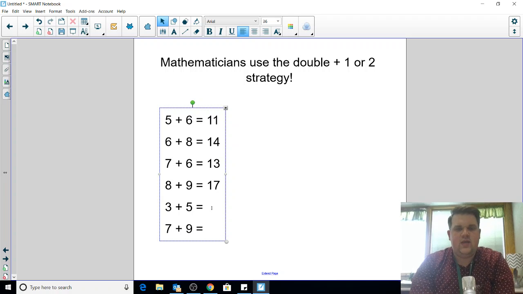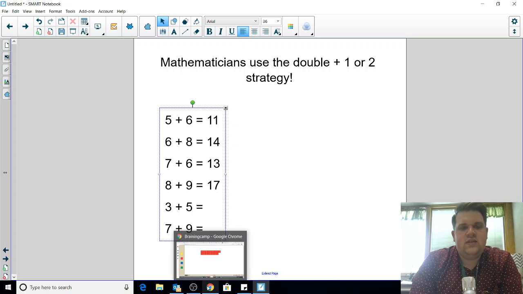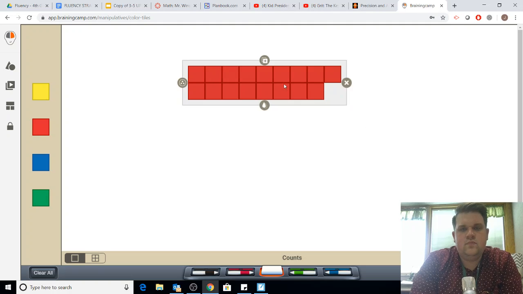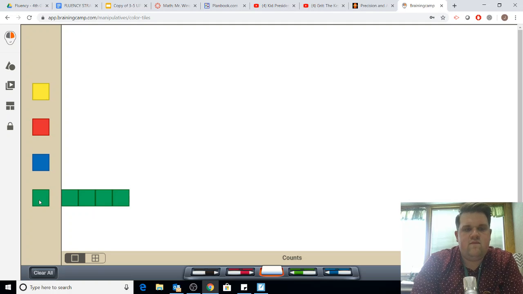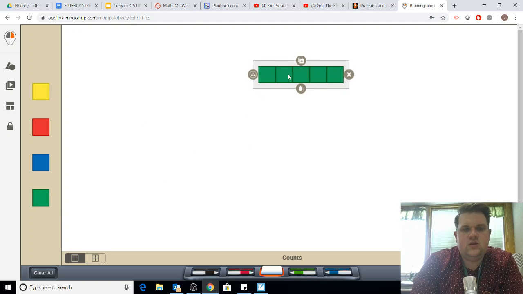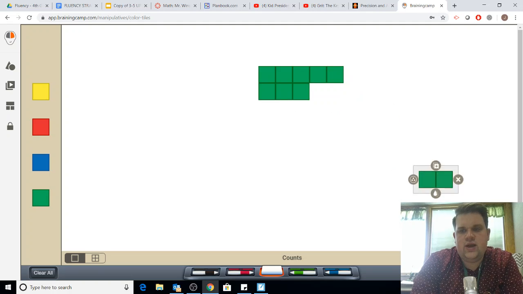Now we have 3 plus 5. For this one, I'm going to show 5. 1, 2, 3, 4, 5. There's 5. I'm going to double it, but it was only plus 3, so I'm going to take those 2 extra away, and my answer is 5 plus 3, which is 8.